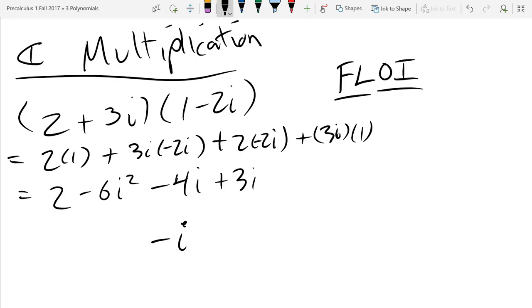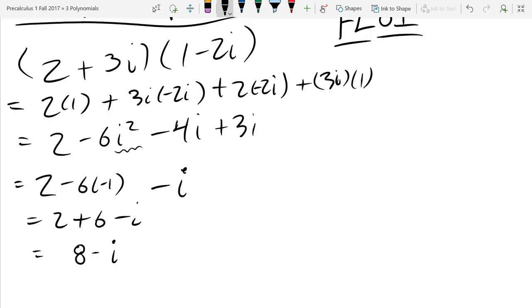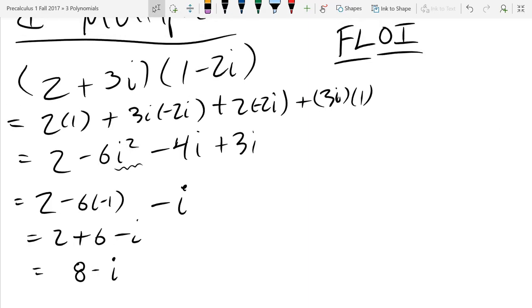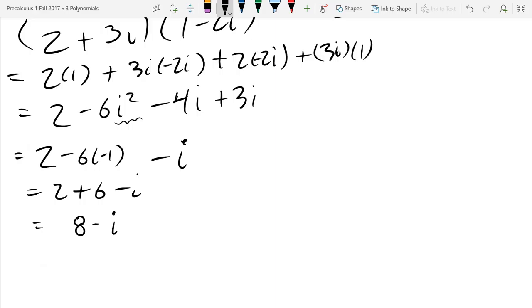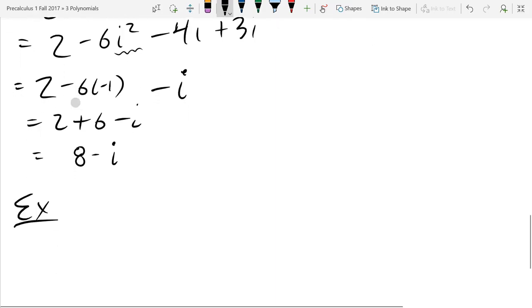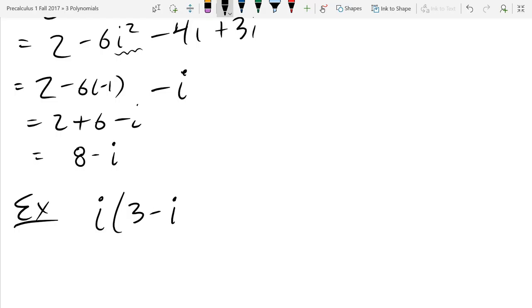What can I do with negative 6i squared? What is i squared? Negative 1. Oh, very good. All right, so i squared is negative 1. So this is really 2 minus 6 times negative 1, or 2 plus 6, minus i. So that is complex multiplication. Just remember all the regular algebra rules, and i squared is negative 1. It's about all that you really need. So I'll do one more practice problem.